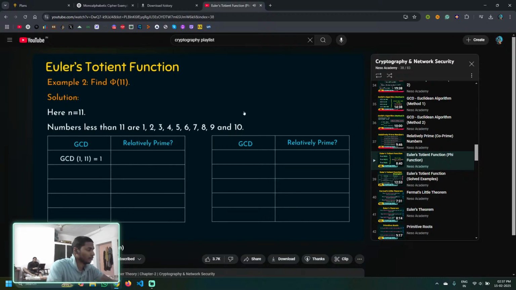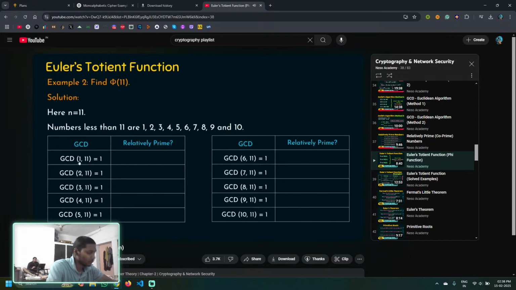So we are going to compute the GCD of (1, 11), (2, 11), (3, 11), (4, 11), (5, 11), (6, 11), (7, 11), (8, 11), (9, 11), and (10, 11), right? Are 1 and 11 relatively prime numbers? Yes. What about 2 and 11? Yes. When the GCD is 1, then they are relatively prime numbers. So in this example, we can see 3, 4, 5, 6, 7, 8, 9, and 10 are relatively prime to 11 because the GCD is 1, isn't it? So in all the cases, the GCD is 1.